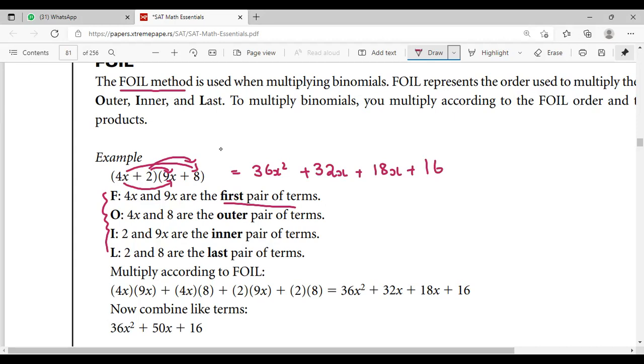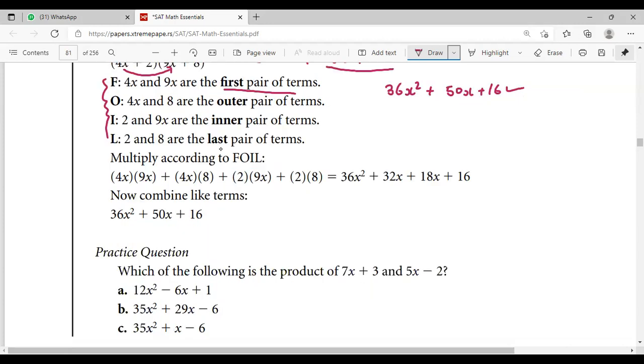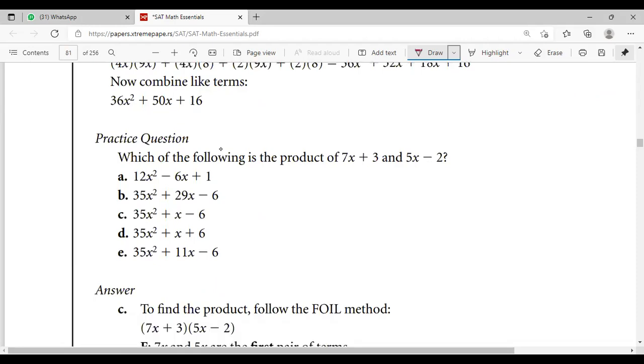Now we need to simplify this because these are like terms. So we'll be left with 36x square plus 50x plus 16, right? This is how you do it. You don't need to remember too many things. Okay, this is the FOIL method and this is the BODMAS method, right?